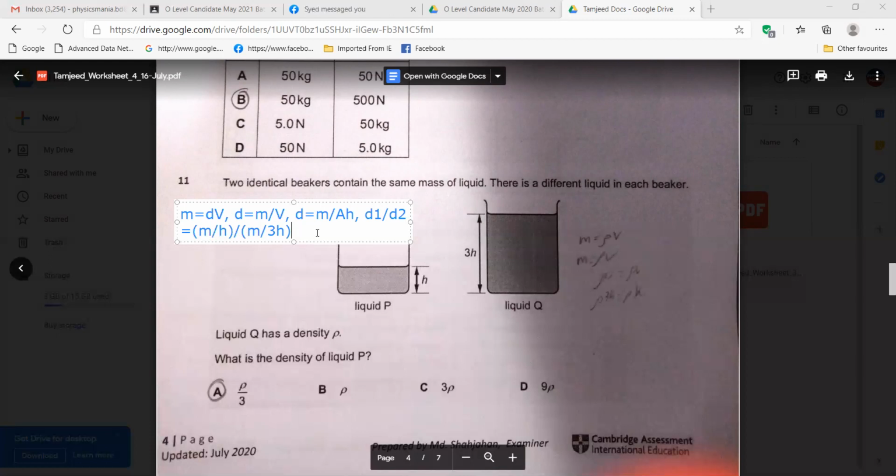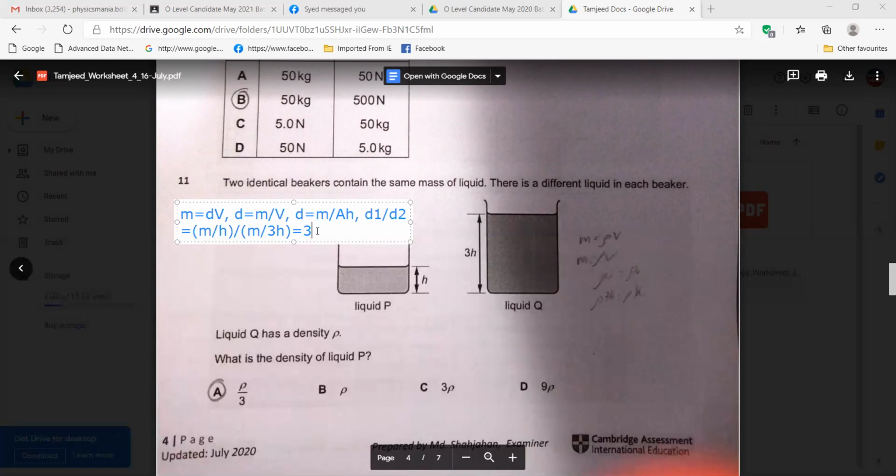If I write it, then both will be cut, right? We can also cut M here. So how will it come? You see here, 1 by h divided by 1 by 3h, right? So h and h will be crossed, then m and m will be crossed, and we will have only 3. So d1 by d2 equals 3.